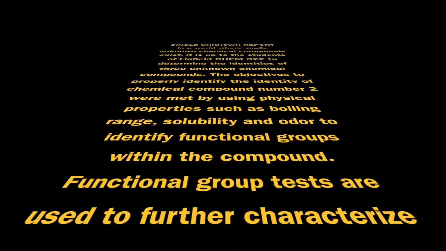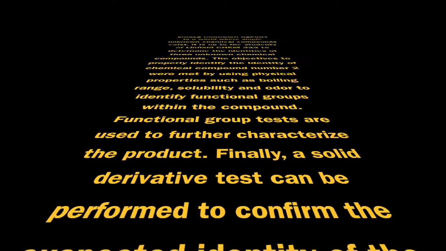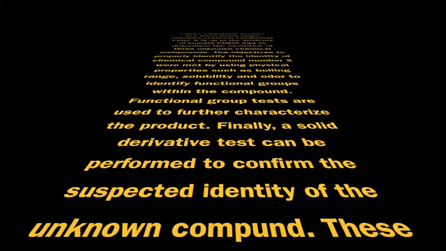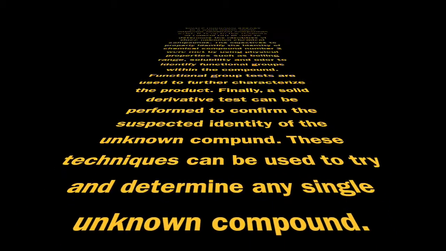Functional group tests are used to further characterize the product. Finally, a solid derivative test can be performed to confirm the suspected identity of the unknown compound. These techniques can be used to try and determine any single unknown compound.